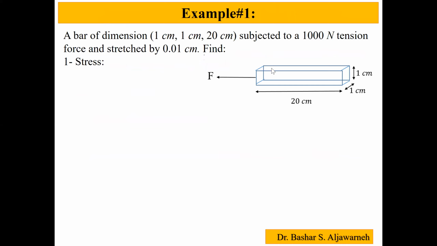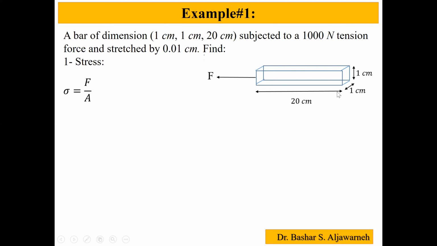Example number 1. A bar of dimension 1 centimeter by 1 centimeter by 20 centimeter, as shown below here, is subjected to a 1000 Newton tension force and stretched by 0.01 centimeter. Now, be careful. Where is the force acted? As you can see here, the point of action is in this side, not at the bottom.